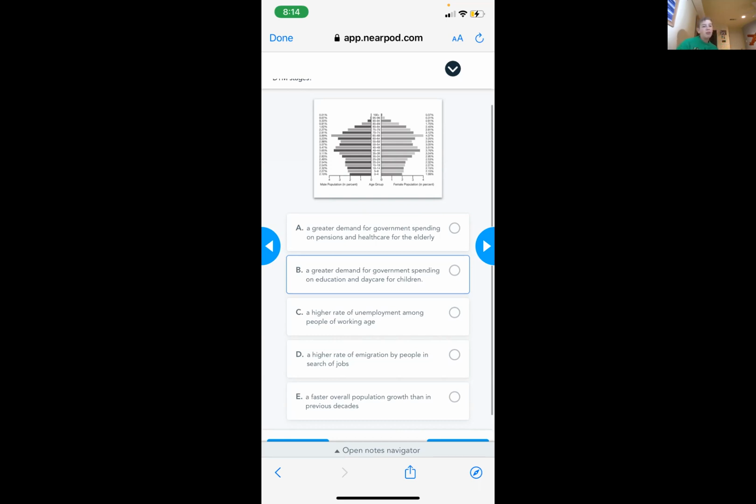And so when you're looking at a population pyramid, you just need to see that there's a lot of old people here. There's not a lot of young people here. That means we have an aging population. So A would be the answer.